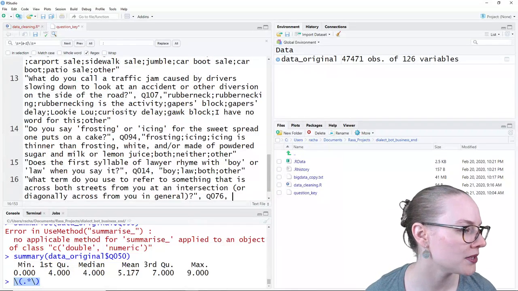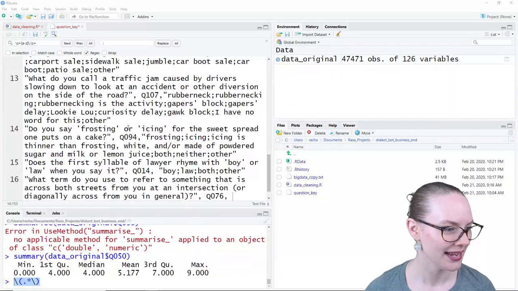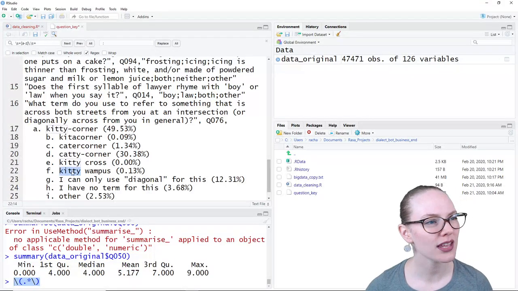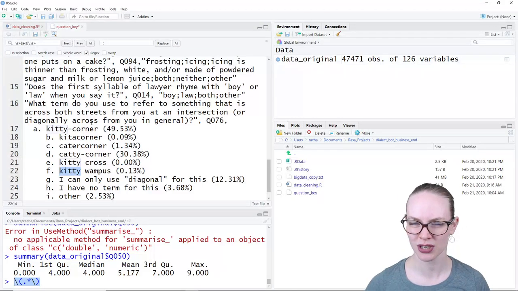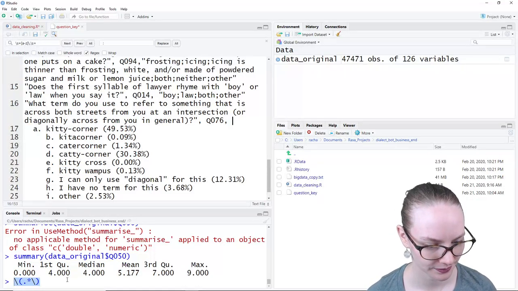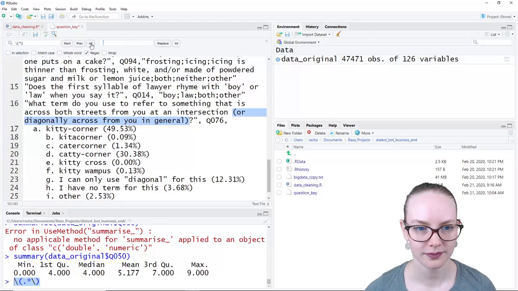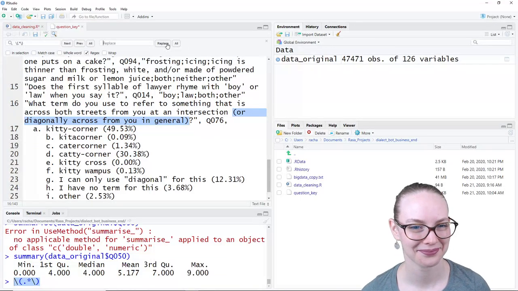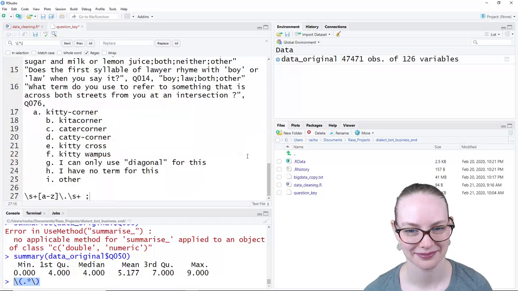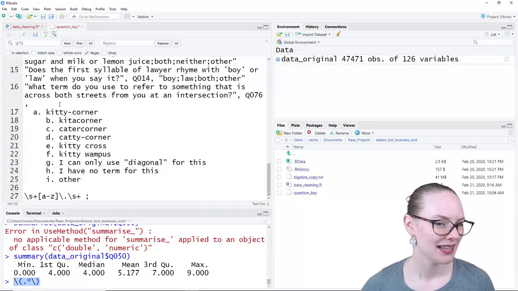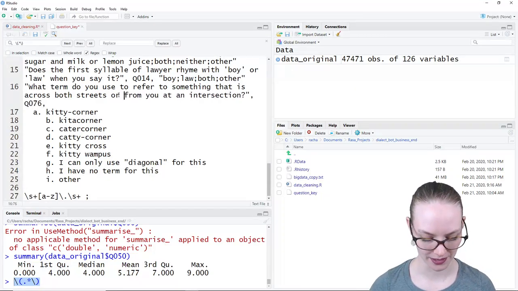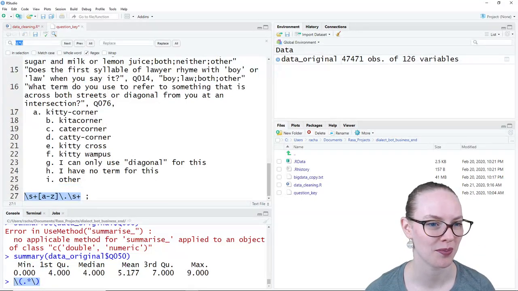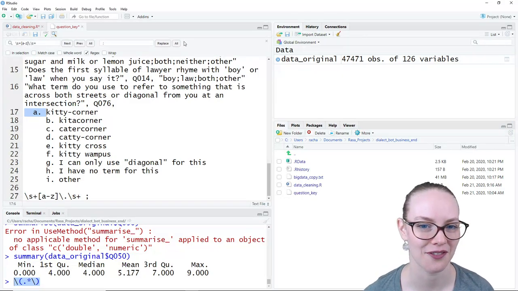76. And then our options are kitty corner, cat corner, catter corner, catty corner, kitty cross, catty wampus, kitty wampus. I don't think it was kitty. I think it was cat a wampus, not kitty. Pretty sure. And then I can only use diagonal for this. I'm okay with that. Or diagonal. All right. Or non-orthogonal, I think I would also accept, but probably not in a fun family context.